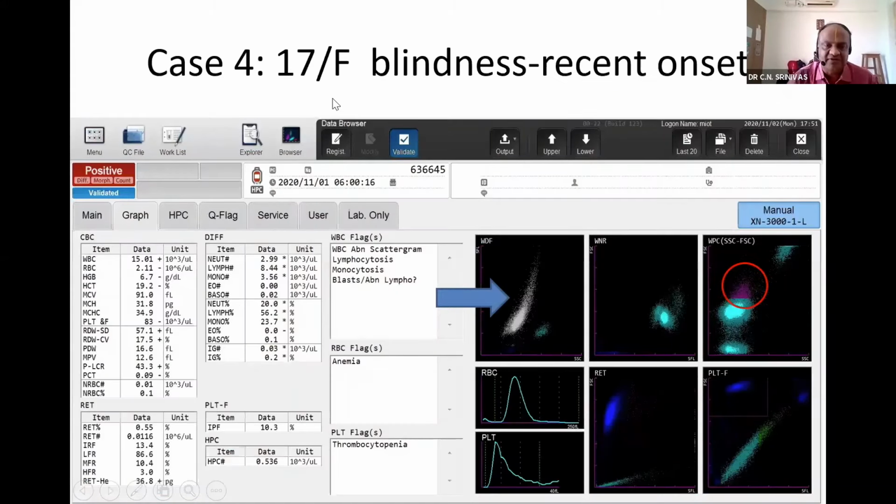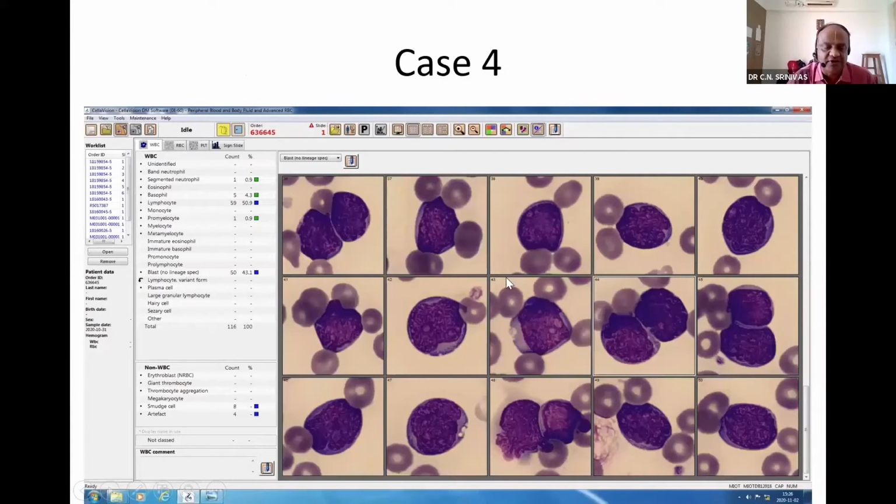Now, this is a 17-year-old female. This was a very pathetic case which I saw during the pandemic. She had a recent onset of blindness, and on the hematology analyzer, you had a bad scatter plot over here. The smear study shows beautiful blast cells here. And you see here, the blasts have been flagged at 50% on your count on the left-hand side, where it says 50%. So a case of leukemia was reported on that.